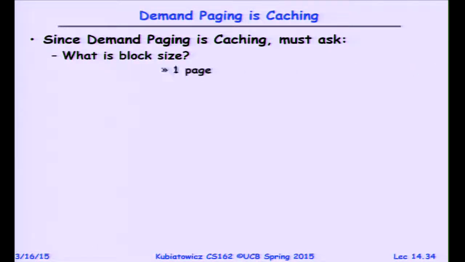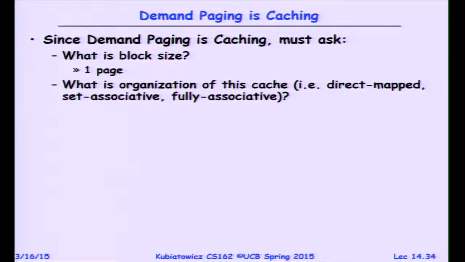4K, good. Or whatever one page is. What's the organization of this cache? Is it direct mapped, set associative, fully associative? What was that? Direct mapped. Why?